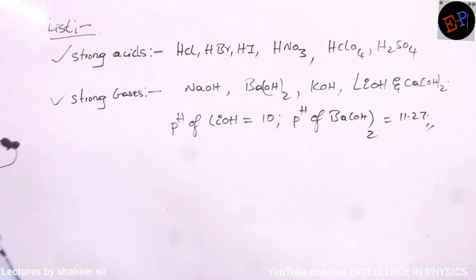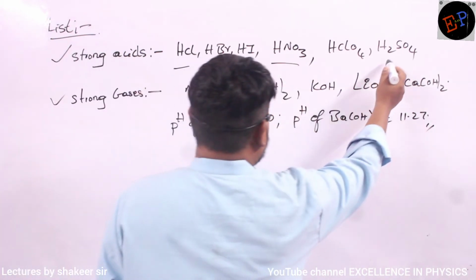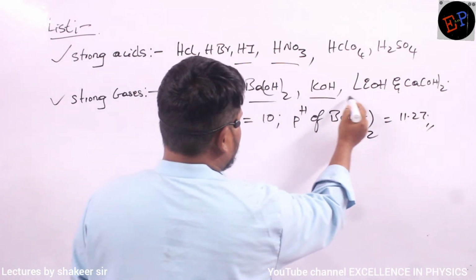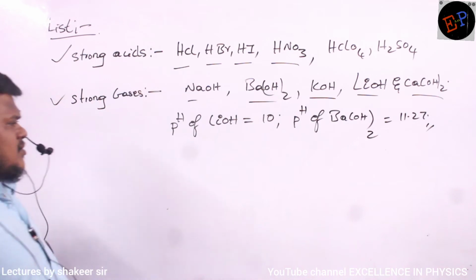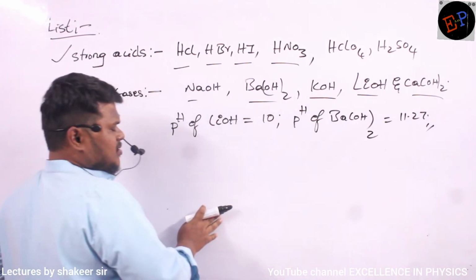So these are the list of strong acids and strong bases, ma, which you are supposed to remember. Okay. So HCl, HBr, HI, HNO3, HClO4, H2SO4. And in the case of bases, NaOH, Ba(OH)2, KOH, LiOH and Ca(OH)2. Okay, ma? So in the next question, we will get one concept based on LiOH and Ba(OH)2, ma.